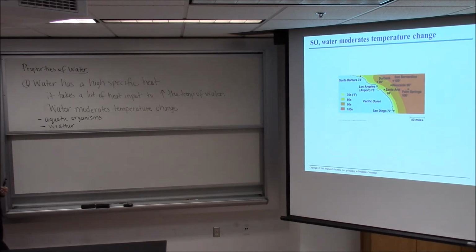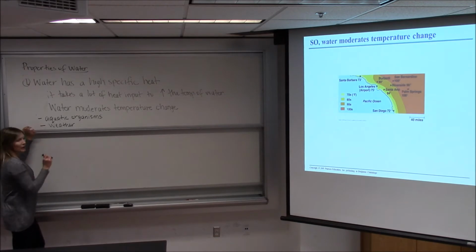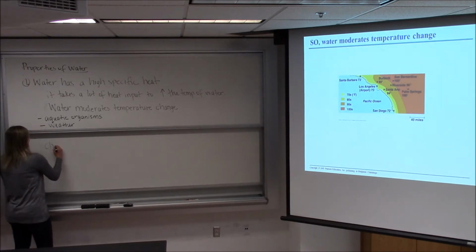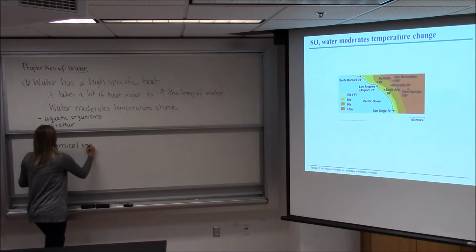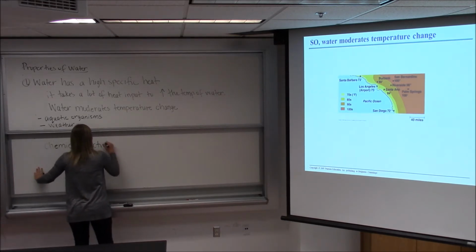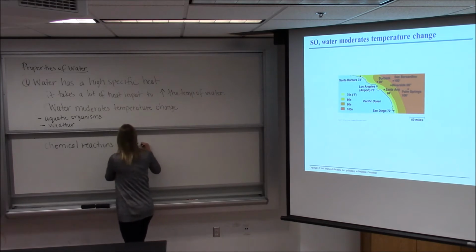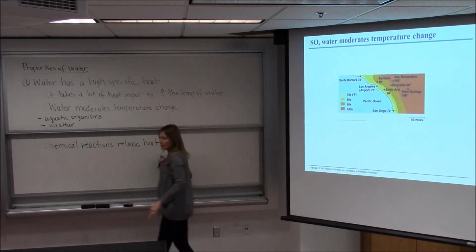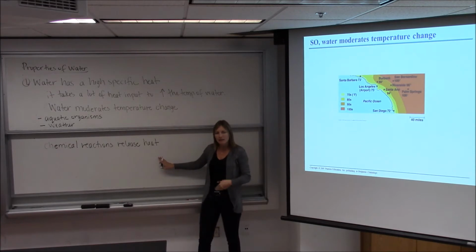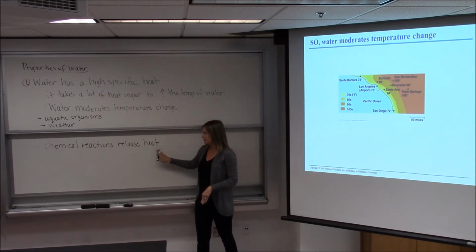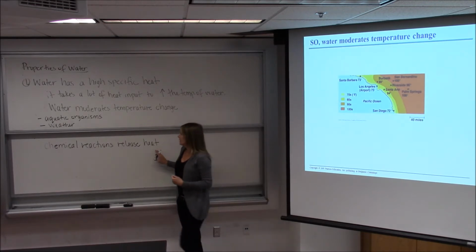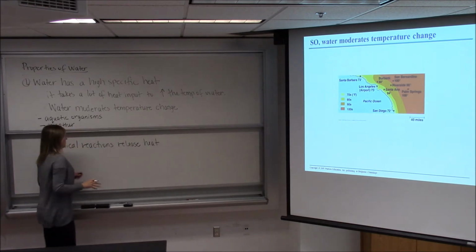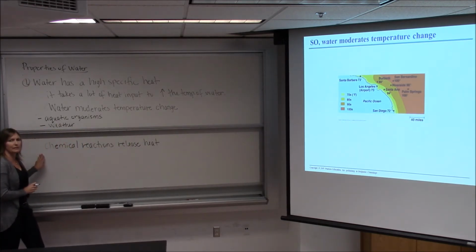As far as we're concerned, though, obviously we're not aquatic organisms. Obviously, yeah, this affects us, but isn't going to make or break us. The big deal for us is that chemical reactions in the body release heat. When you break down your food molecules, it releases heat. Lots of chemical reactions in the body release heat. If you had another liquid in your body, you would burn up pretty quickly. The fact that water moderates temperature change is a really big deal in living systems.